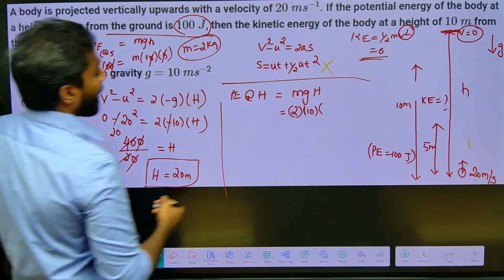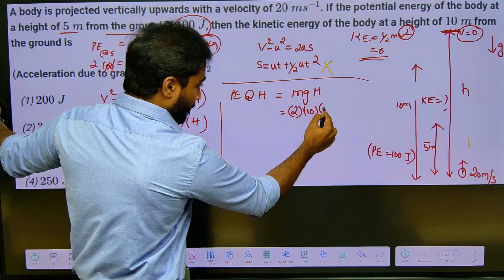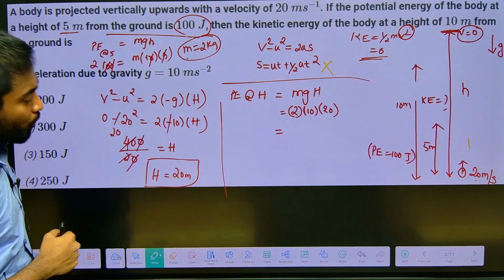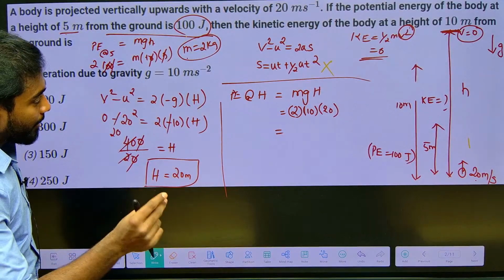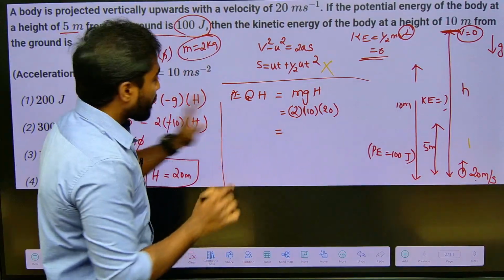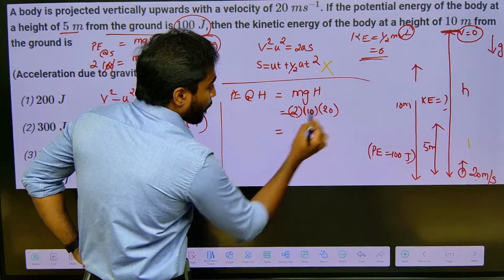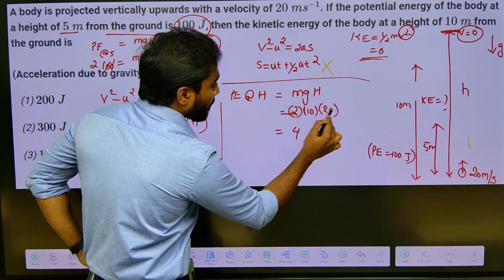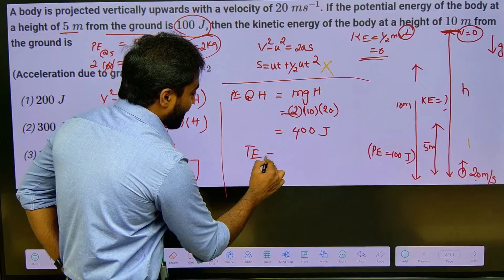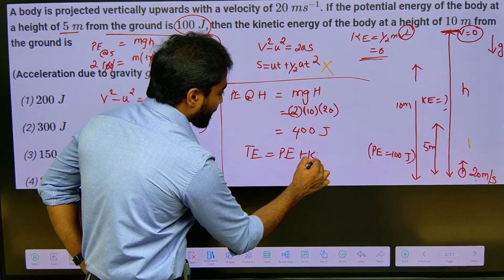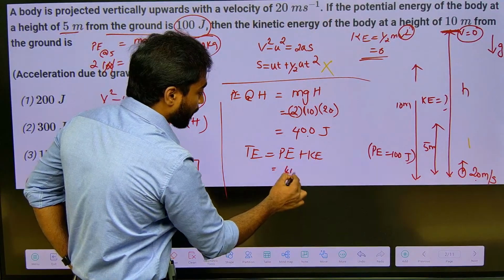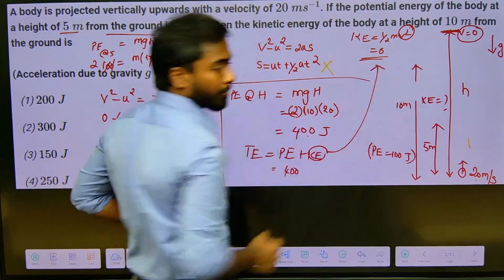Yes, the height is 20, right? So simple guys, simple thing, the total energy I'll get it. So 2 into 4, 2 into 2 is 4 and 1 0 1 0, 2 zeros, so 400 joules. Total energy is nothing but potential energy plus kinetic energy. So total energy it is 400 because kinetic energy is 0, right?